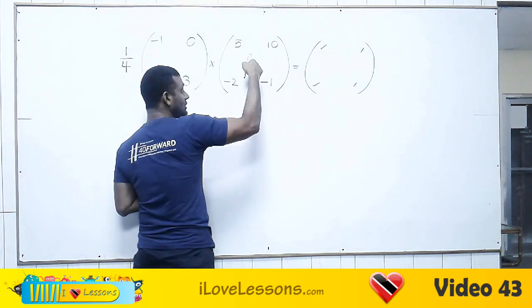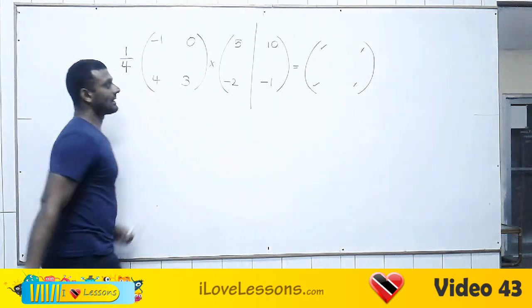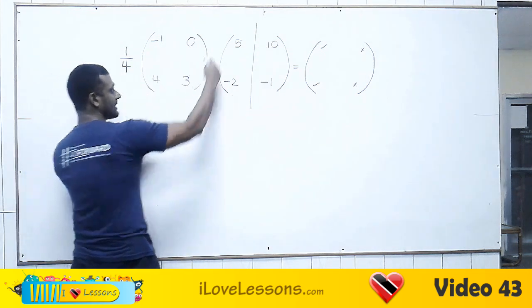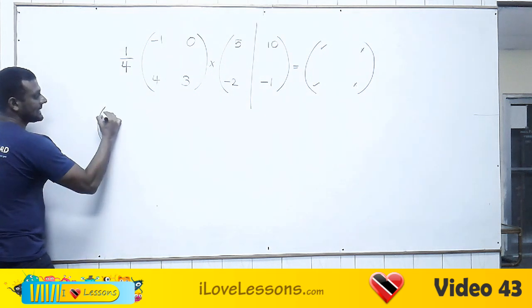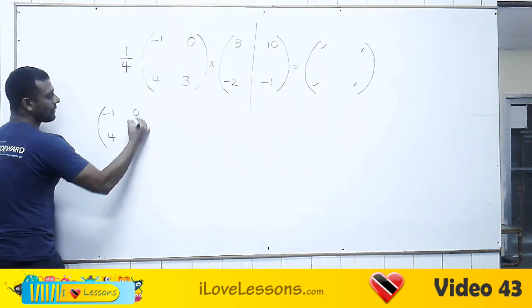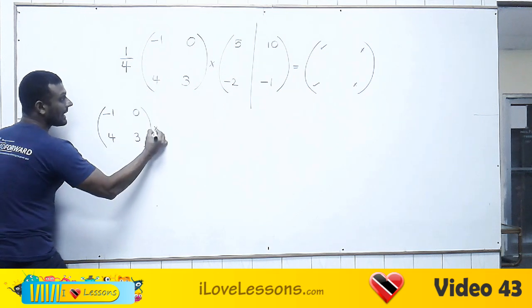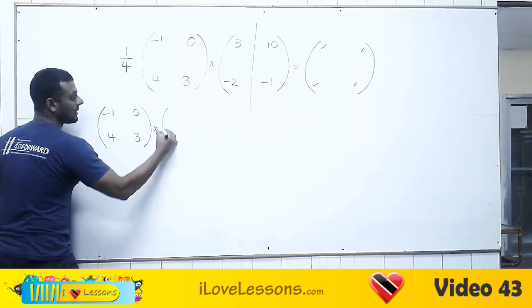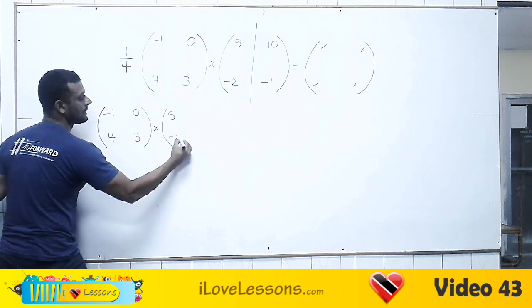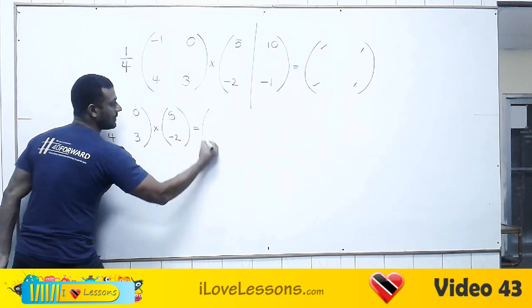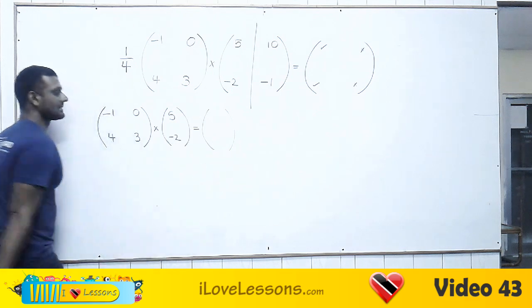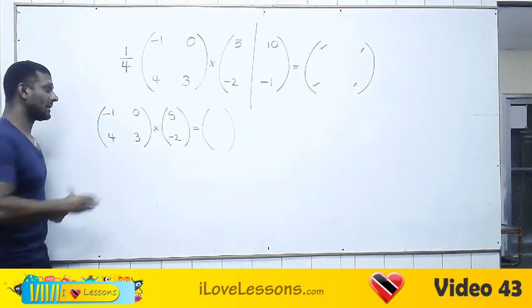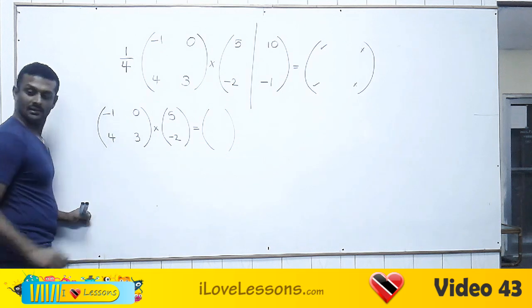Since this is a 2 by 2, we split this one in half. And we're going to take this matrix and multiply it by the first two numbers. So, let's take the minus 1, 4, 0, and 3 and multiply it by the first column, or the first half. When we multiply this by this, we will get a 2 by 1 matrix. And we should be really, really good now at multiplying a 2 by 2 by a 2 by 1.